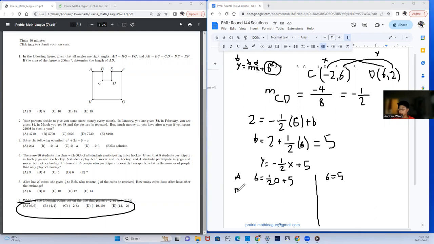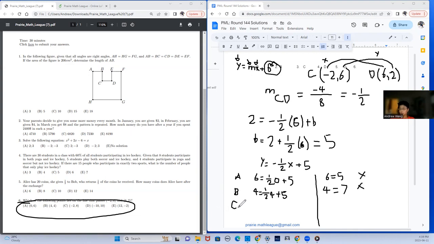Now let's check B. So B is 4, 4, so basically 4 equals half of 4 plus 5. And basically what you get after you solve that equation is that 4 supposedly equals 7. And that is also not true. So those are both incorrect.